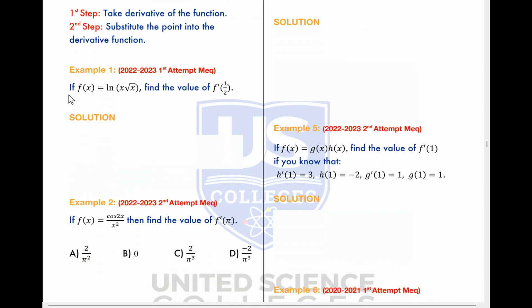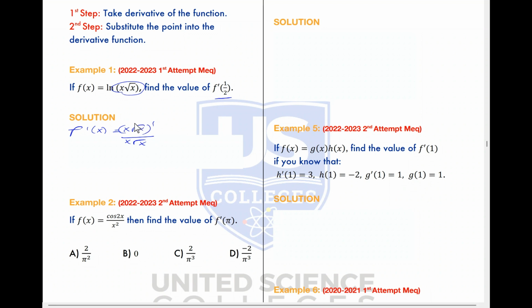2023 first attempt ministry question. This is your function. It's asking about the derivative of the function at 1 over 2. So the first thing to do is finding the derivative. What is f prime of x? It is natural logarithm. The derivative of natural logarithm is the derivative of the angle divided by the angle.